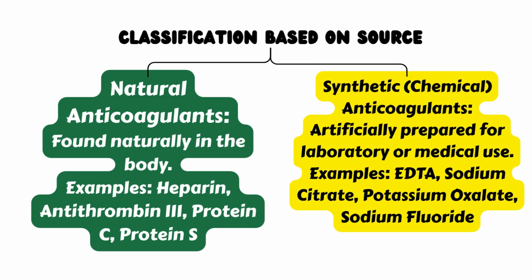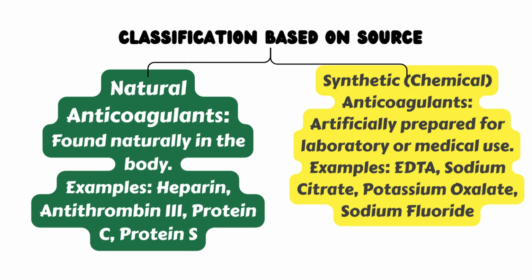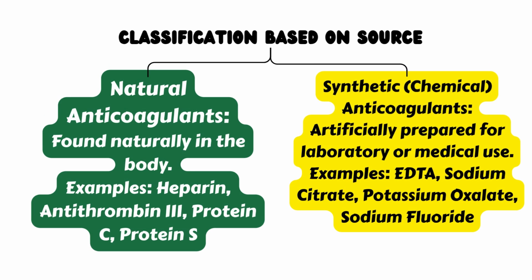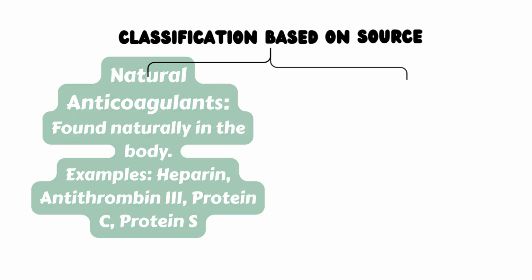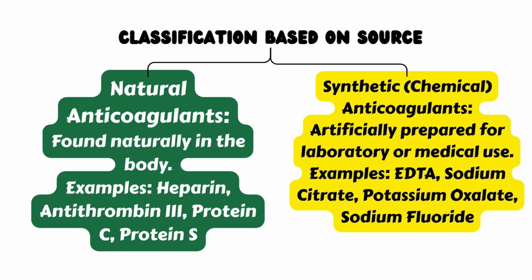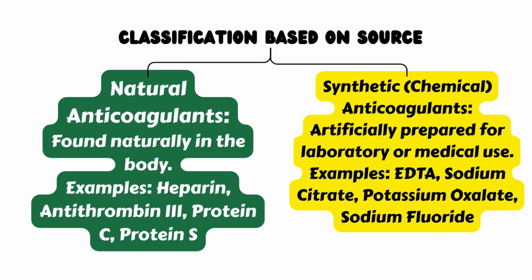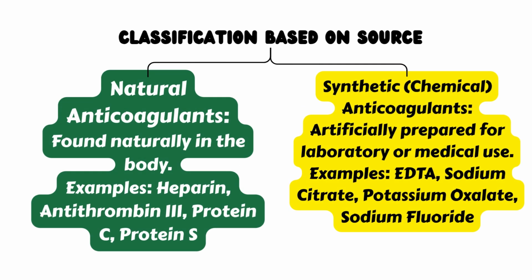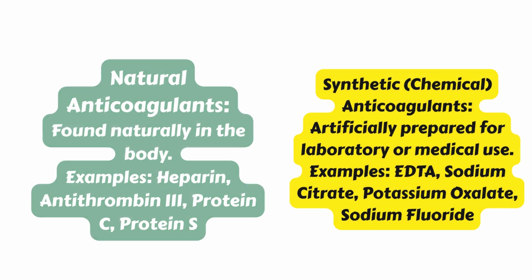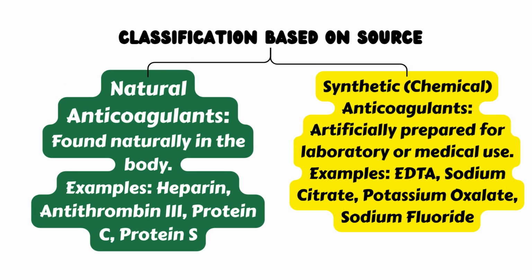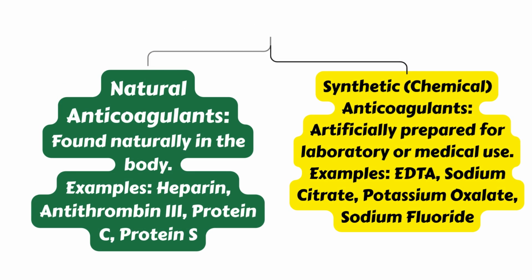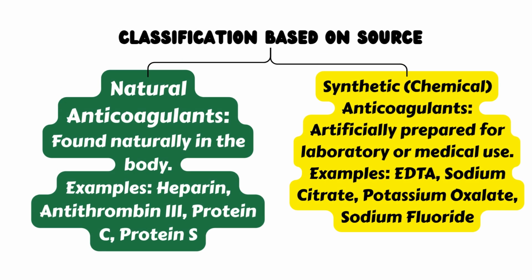Anticoagulants can be classified based on the source. First one, natural anticoagulants, and second one, synthetic anticoagulants. Natural anticoagulants are commonly found in our body. Examples: heparin, antithrombin 3. Synthetic anticoagulants are produced artificially. Examples: EDTA, sodium citrate.